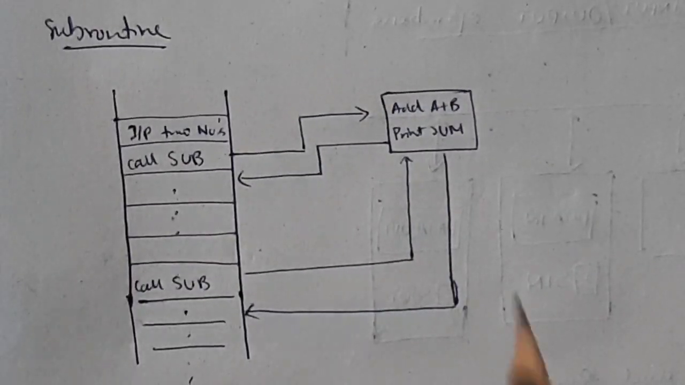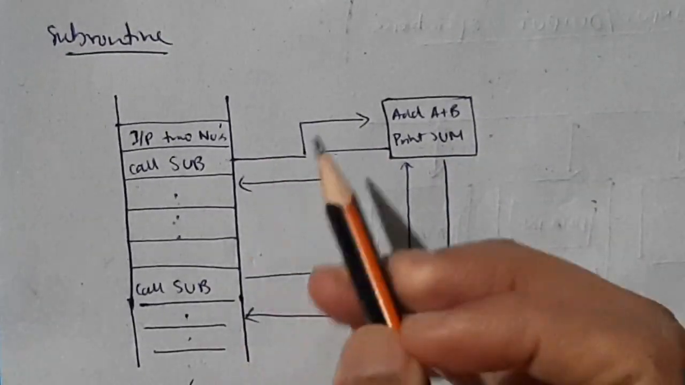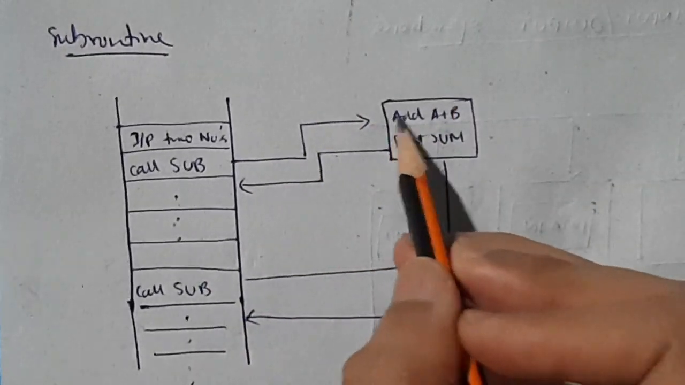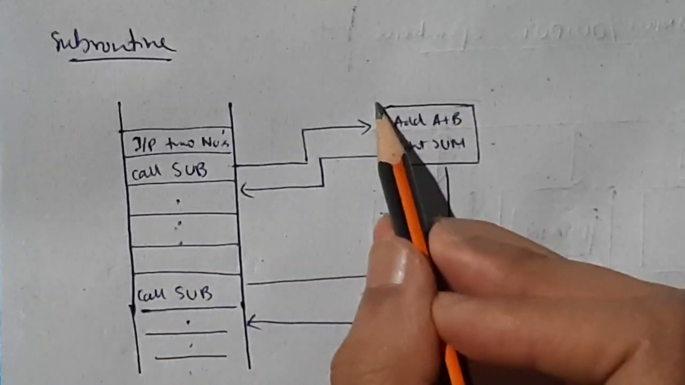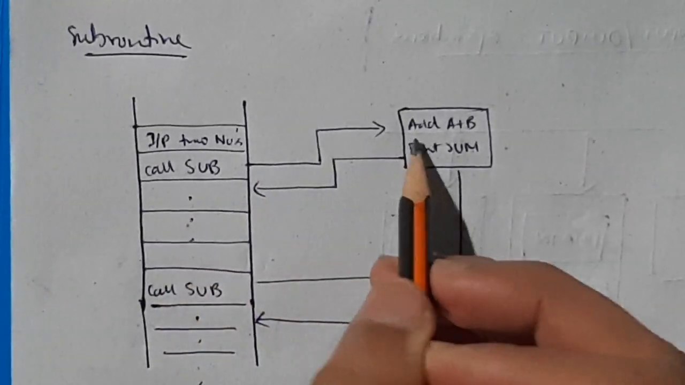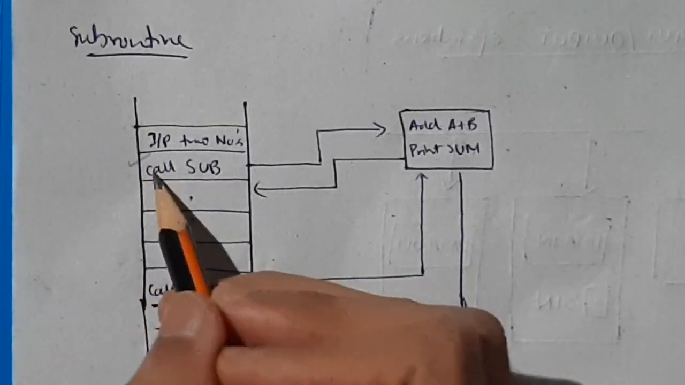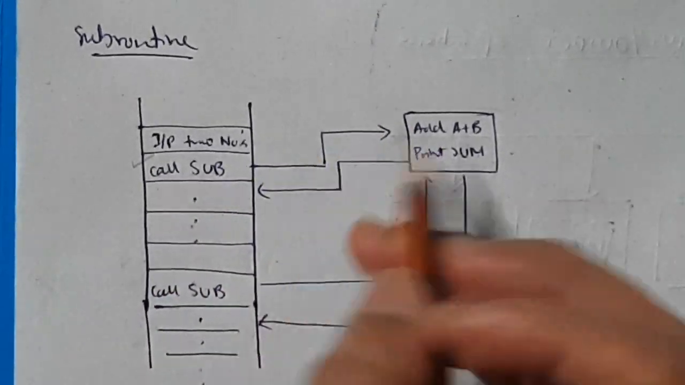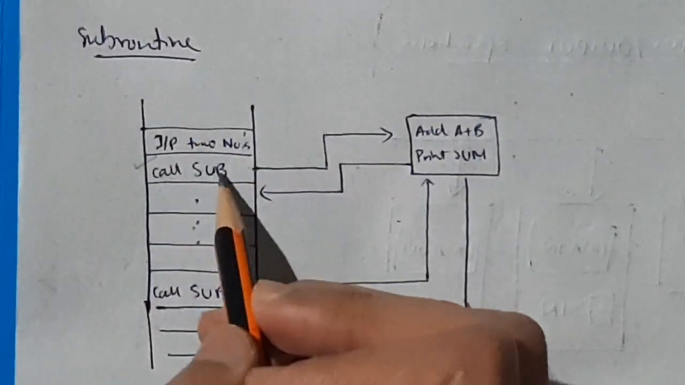Suppose that I had to add two numbers a and b and print the sum many times in the program. Instead of writing add a, b, print sum many times, I can collect this at a different place, give it a name like sub, and call it whenever I need it. So I need not repeat it again and again, and I can just call it once. That's known as a subroutine.